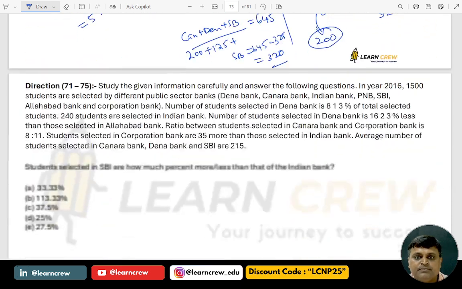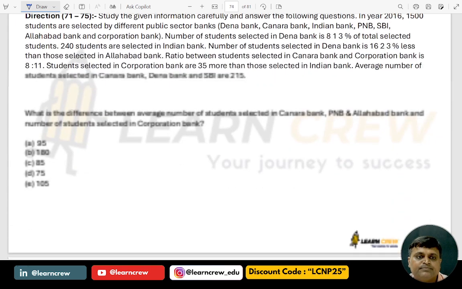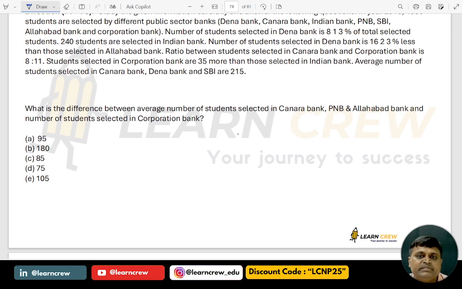Next one. Students selected in SBI is how much percentage more or less than in Indian Bank? So SBI is 320. 320 is more than 240 by 80. 80 by 240 into 100, which is 1/3. 33.33.